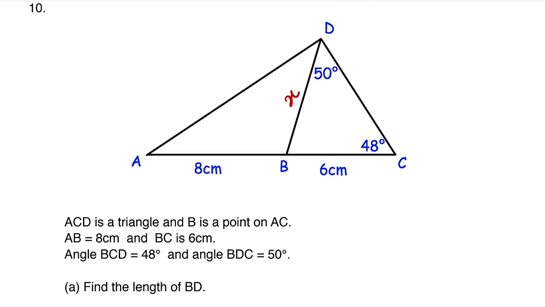AD, talking about this one, let me call it y. To find the value of y, I think we can first of all find this angle, which is an exterior angle of this triangle. An exterior angle of a triangle is equal to the sum of the two interior opposite angles. So by adding 50 and 48 together, you shall obtain this missing angle, which is going to be 98. This is one way to find it.